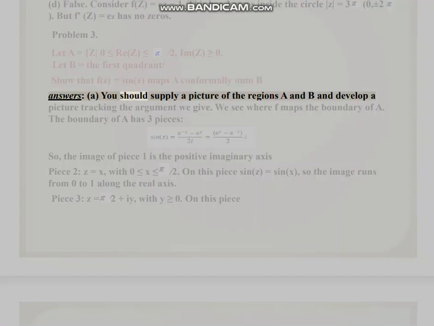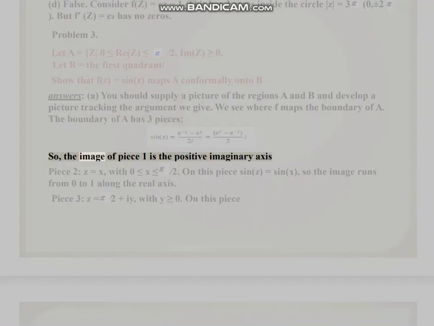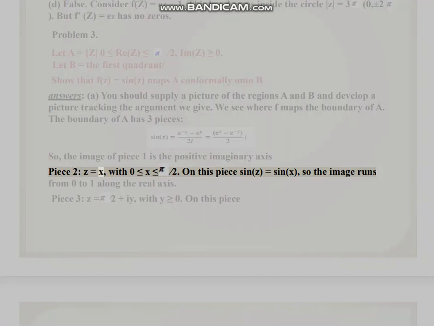Answers. A. You should supply a picture of the regions A and B and develop a picture tracking the argument we give. We see where f maps the boundary of A. The boundary of A has 3 pieces. So, the image of piece 1 is the positive imaginary axis. Piece 2: z = x, with 0 ≤ x ≤ π/2. On this piece sin(z) = sin(x), so the image runs from 0 to 1 along the real axis.